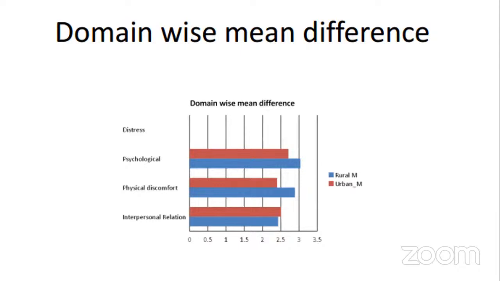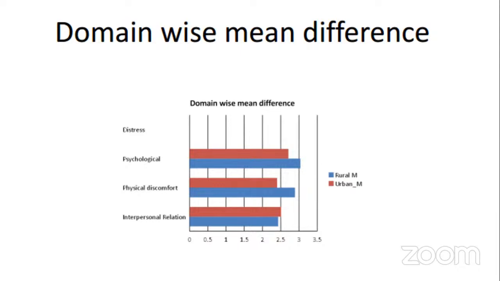What are the underlying reasons? One important underlying reason is that the rural areas are clustered together, so they are not moving much. But in the case of the urban area, we find that they are moving much.